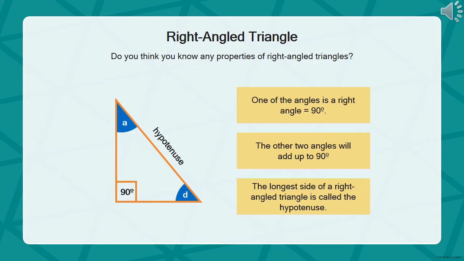Next we have a right angle triangle. Do you think you know any properties of a right angle triangle? Firstly, the name gives one of them away. One of the angles is a right angle, and we know that is 90 degrees. The other two angles will add up to 90, as 90 and 90 make 180, and we know that the interior angles of a triangle must equal 180. The longest side of a right angle triangle is called the hypotenuse.